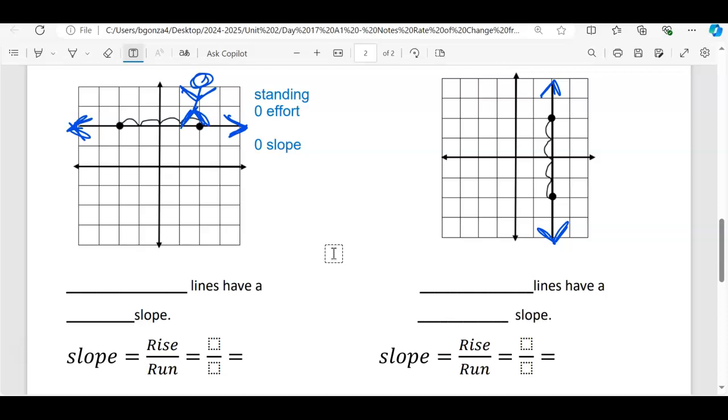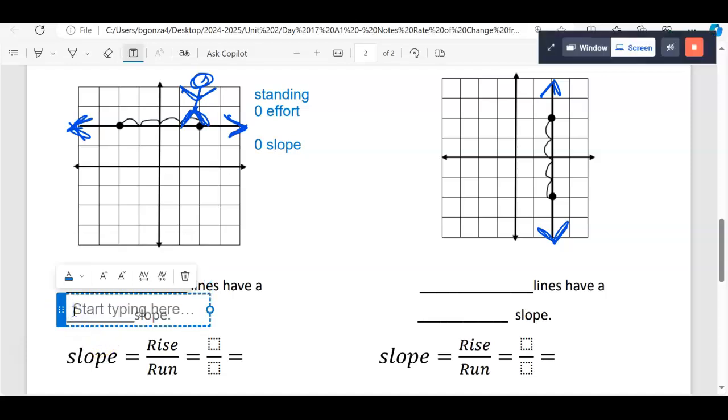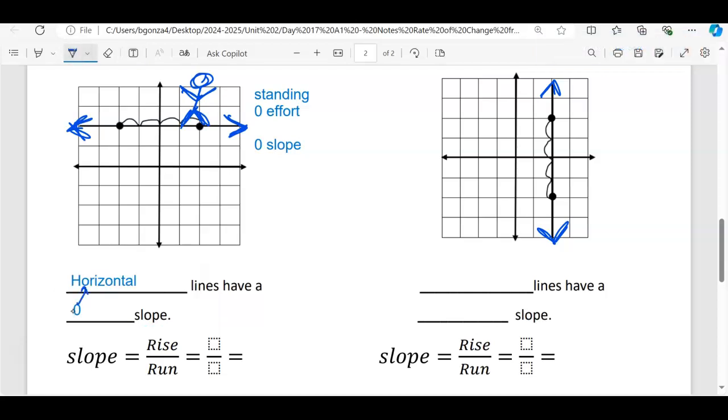If your stick man can stand, it takes 0 effort, so it's a 0 slope. How do I know this, or how do I say this? It's a horizontal line, so it has a 0 slope. Notice horizontal has an O, 0 is like an O. Horizontal has a 0 slope. Cool? Between those 2 points, it does not rise up or down.